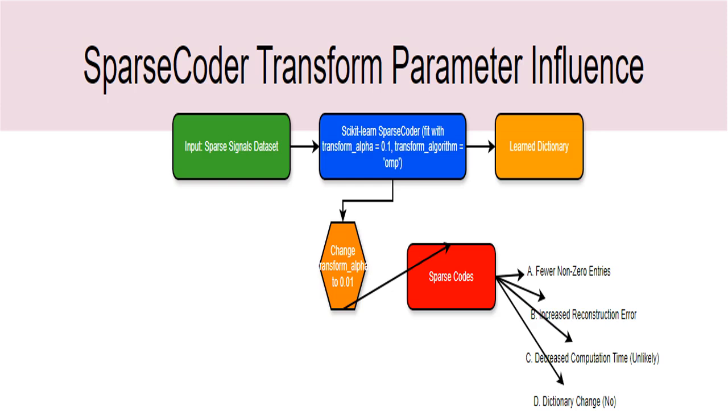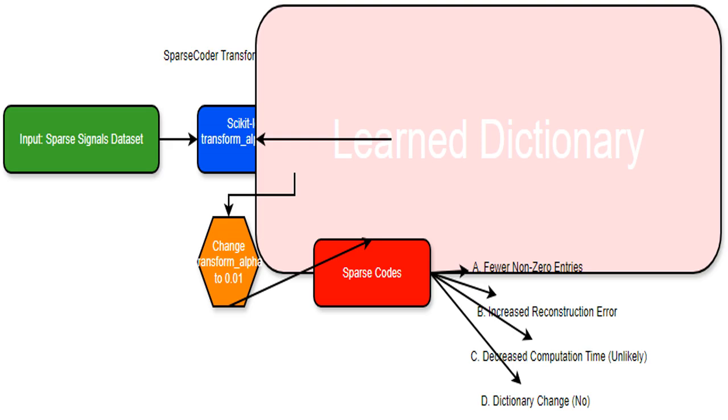I am investigating the effects of a parameter called transform_alpha on the output of the SparseCoder algorithm, focusing on sparsity, reconstruction error, and computation. I expect fewer non-zero entries in the sparse codes because a smaller transform_alpha encourages higher sparsity.